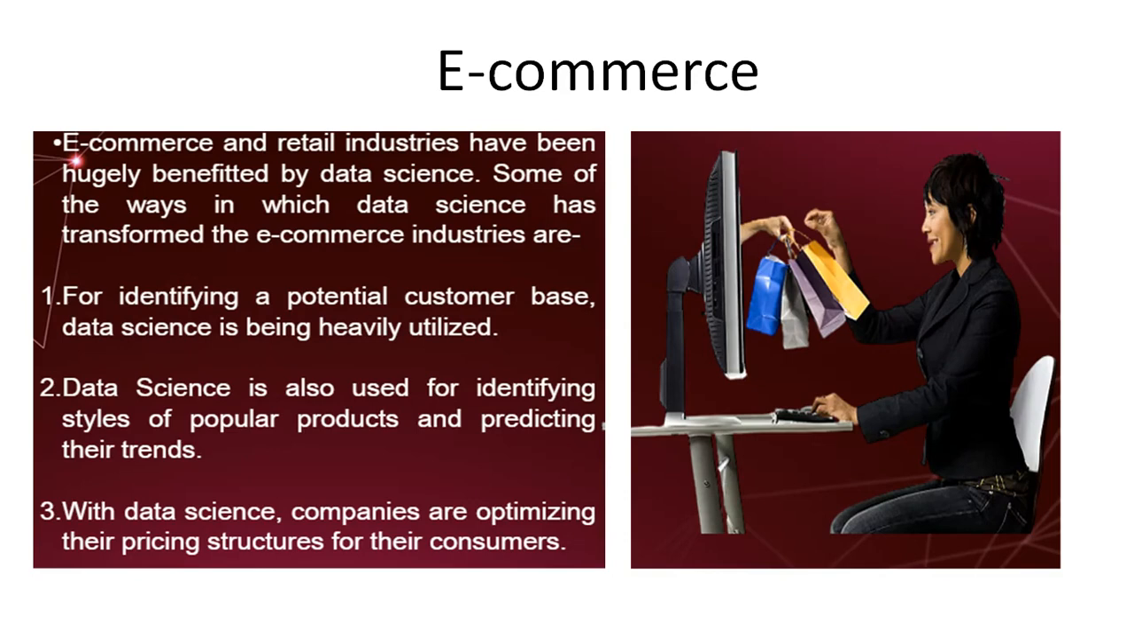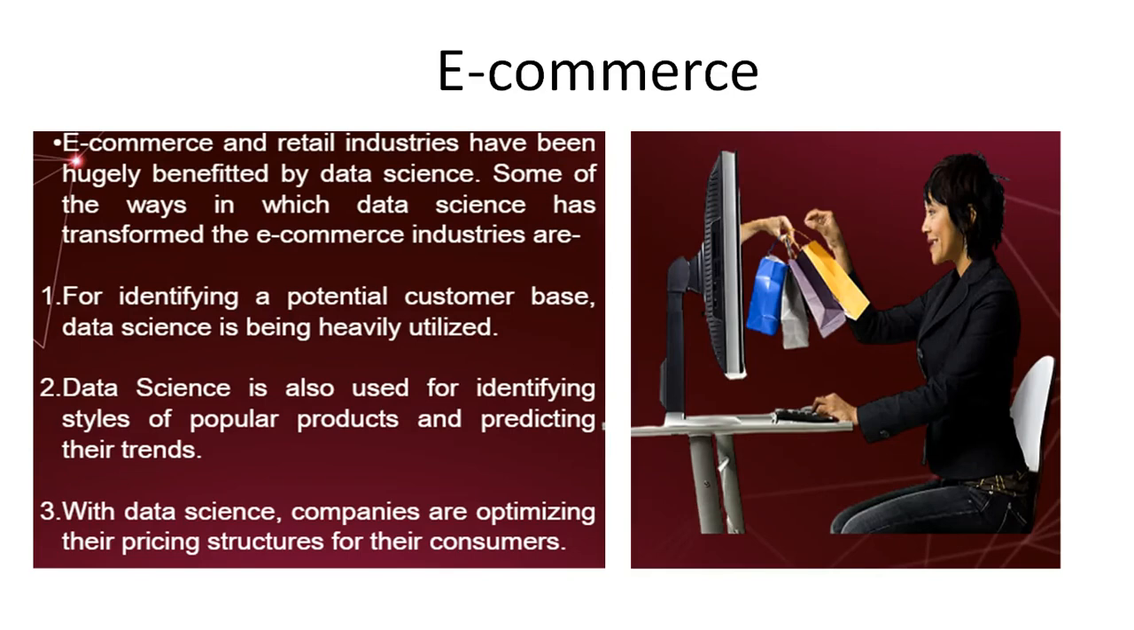Data science is also used for identifying styles of popular products and predicting their trends. Like for example, a particular color is very famous in the month of monsoon, that is green color. So moreover, it is helping to identify the styles of popular products and predicting the trends. The trends are identified, or it helps in identifying the trends.